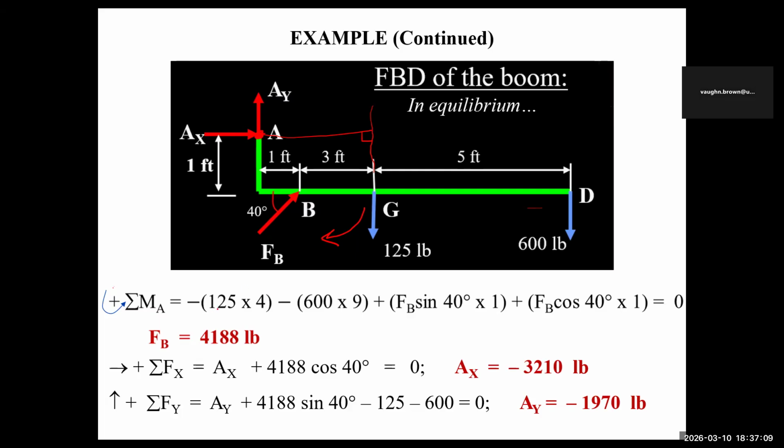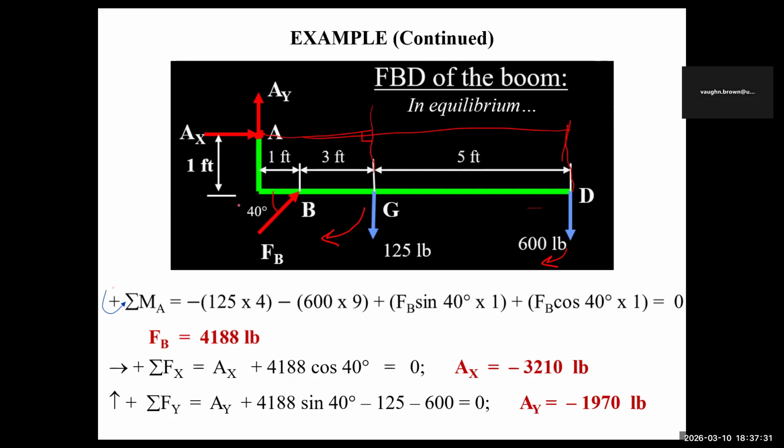All right, so now it moves, and it's minus 125 times 4. Done. 1 plus 3 gives you 4 for that distance. The next one also, you see that the 600 is going to be doing the same thing. What is the distance from A? The total distance is going to be 9, and it's coming down also. So therefore, that is 600 times 9.